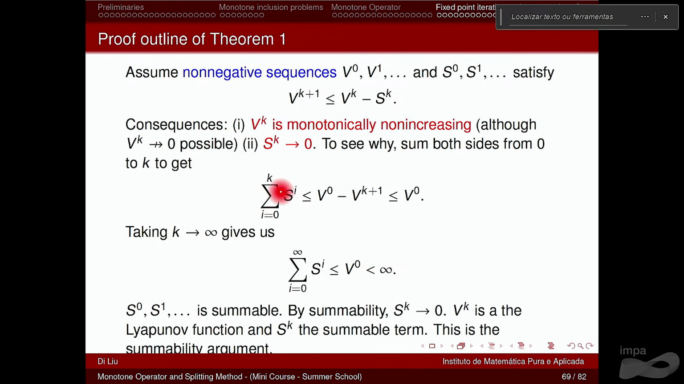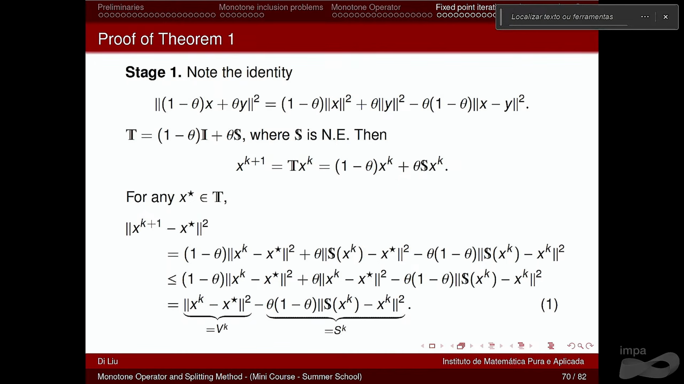Then we have this inequality: the sum of s from 0 to k is less than v0 minus vk plus 1. Since they are non-negative, this is less than or equal to v0. So when we take k to infinity, this means the sequence s is summable. Since it is summable, s_k approaches 0 as k goes to infinity. We use these properties in the following convergence proof.